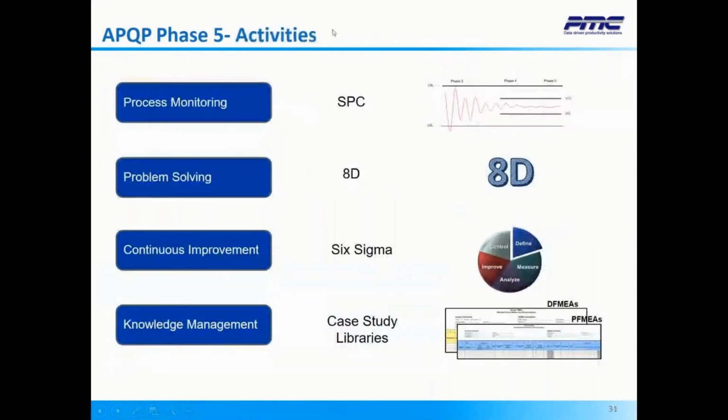In phase 5 activities, we do process monitoring through SPC, statistical process control, and problem solving. There's a very common problem solving tool we use called 8D. For continuous improvement, we could utilize Six Sigma concepts to reduce the variation. And for knowledge management, we can build case study libraries, DFMEAs and PFMEAs and all that to be used for future products.